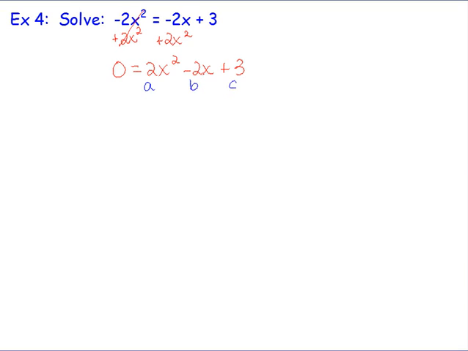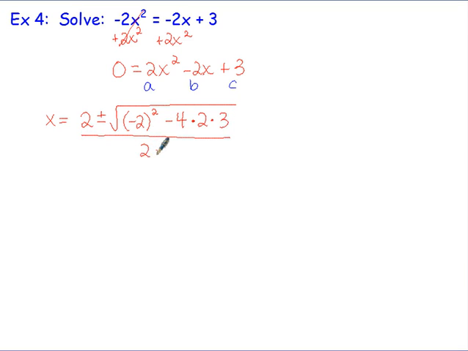So let's see. X equals, I need the opposite of b. That will be a positive 2, plus or minus, big square root. B squared, we need parentheses because it's negative. -2 squared minus 4 times a, which is 2, times c, which is 3. All divided by 2 times a, which is 2.